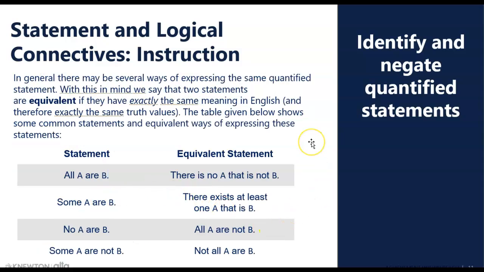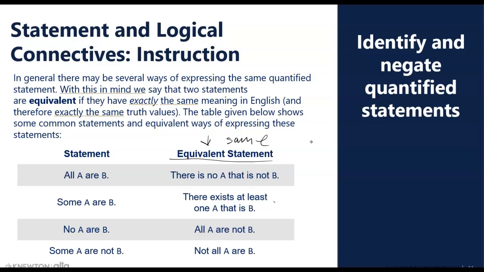So when you see all A are B, that's the same as saying there is no A that is not B. These are equivalent statements, not the opposite. The way you negate that is saying there is an A that is not B. Some A are B means there is at least one. These are equivalent, not negations.